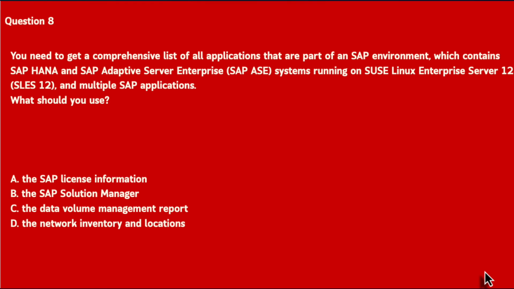Question 8. You need to get a comprehensive list of all applications that are a part of the SAP environment, which contains SAP HANA and SAP Adaptive Server Enterprise, ASE, systems running SUSE Linux Enterprise Server 12, SLES 12, and multiple SAP applications. What should you use? The SAP license information, the SAP Solution Manager, the Data Volume Management Report, or the network inventory and locations?